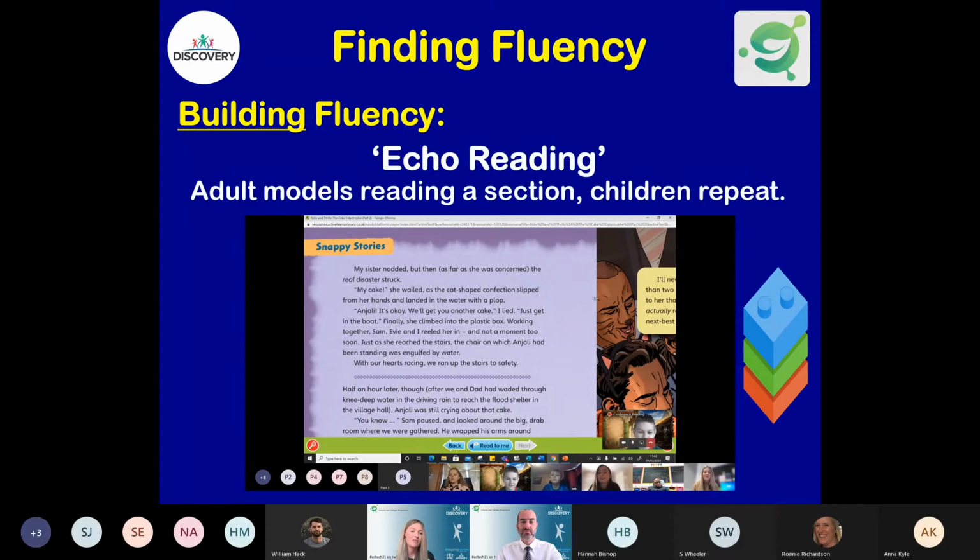Okay, another one is echo reading. So this is where adults model reading a section and the children then repeat, thinking about that prosody, thinking about reading automatically, but also thinking about the tone and intonation.